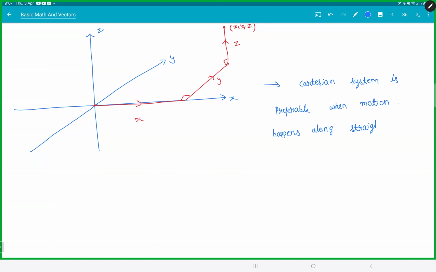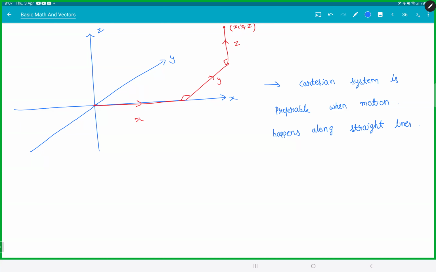So if somehow you can divide the motion into straight lines, this system is the best. But the problem in real life: do things really go in straight lines every time? Just look at your fan. Does it go in a line? Does the wheel of your cycle, when you're riding a cycle or going on a motorbike, go in a straight line?